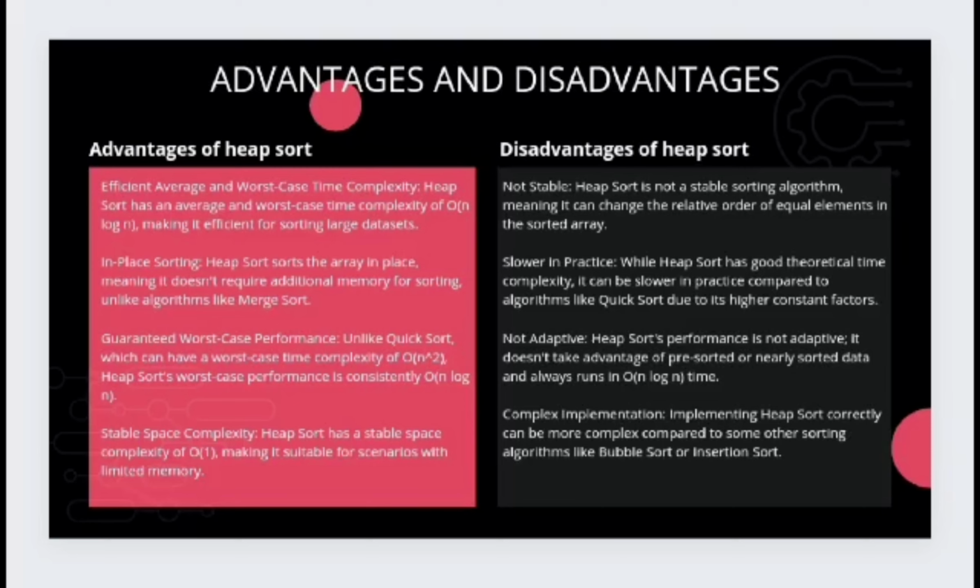Not adaptive. Heap sort's performance is not adaptive. It doesn't take advantage of pre-sorted or nearly sorted data and always runs in O(n log n) time. Complex implementation. Implementing heap sort correctly can be more complex compared to some other sorting algorithms like bubble sort or insertion sort.